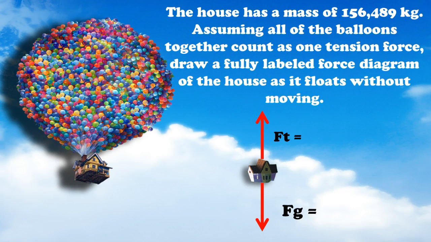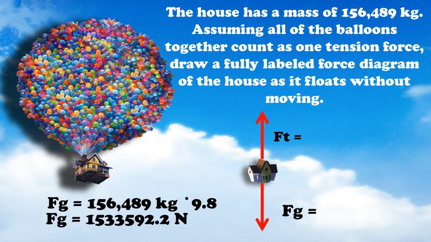In order to find the gravitational force, as long as I know the mass, I know the gravitational force. I take the mass, which is 156,489 kilograms, times the gravitational force constant, 9.8. When I multiply those together, I get 1,533,592.2 newtons. That's our gravitational force.